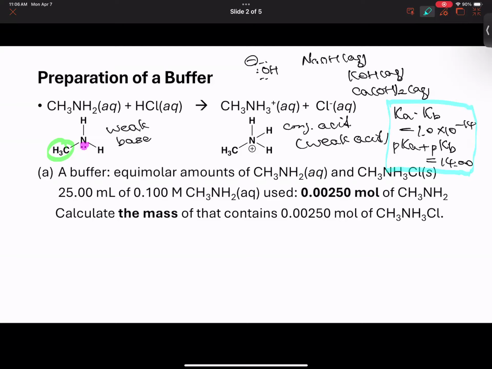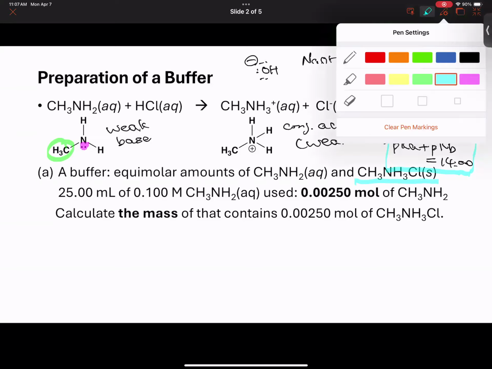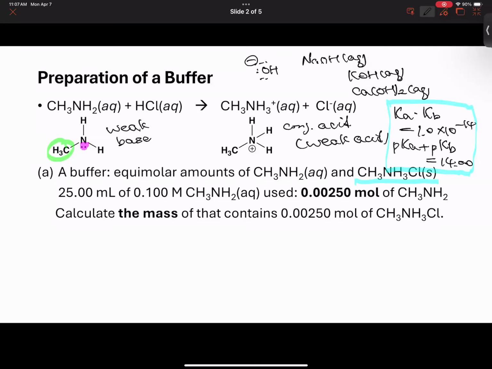And a buffer is prepared by equal amounts of this base, like methylamine in aqueous solution. Methylamine is a liquid. So we put it into water and make a solution. It will be well dissolved in the water because the alkyl group is small, a one carbon compound, and the nitrogen will be forming hydrogen bonding with water. And its conjugate acid is prepared from a salt. Many salts are solid. So methylammonium chloride is prepared as a solid.